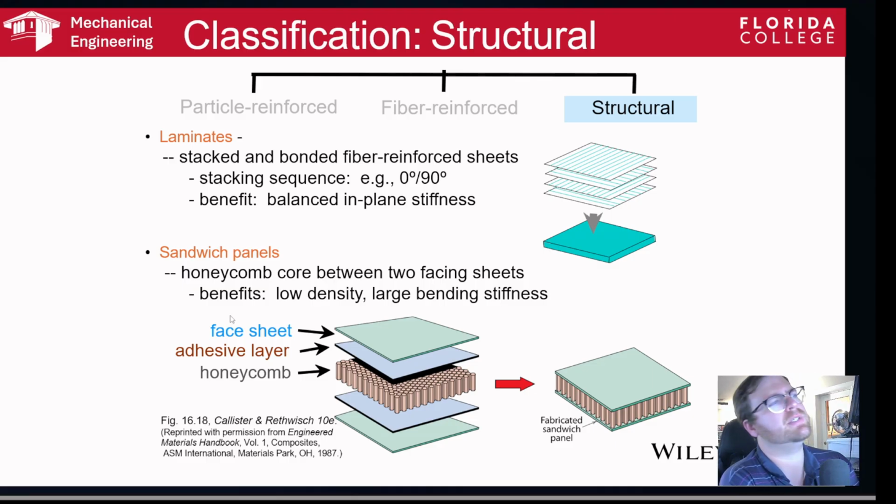Okay, so now we have sandwich panels. And sandwich panels, you can do all sorts of stuff with these. For example, you could put a honeycomb core between two facing sheets, and this actually gives you low density with large bending stiffness, right? This honeycomb material that you put between a face sheet and an adhesive layer. Okay, so you basically just glue the honeycomb to a face sheet, and that gives you a fabricated sandwich panel. And those can be very strong, right? That's considered a composite material.